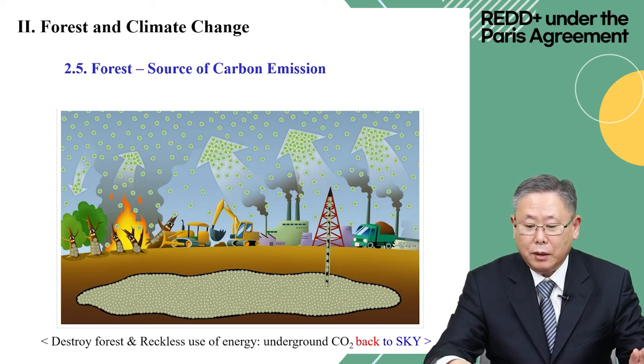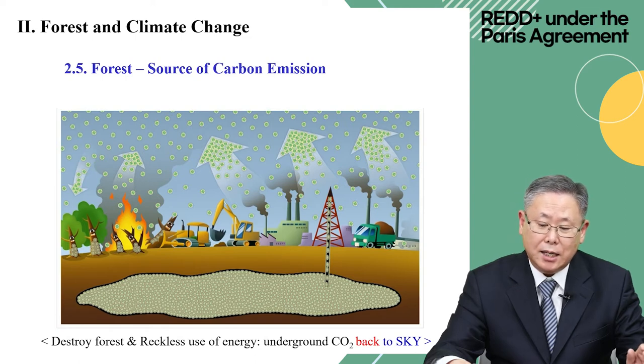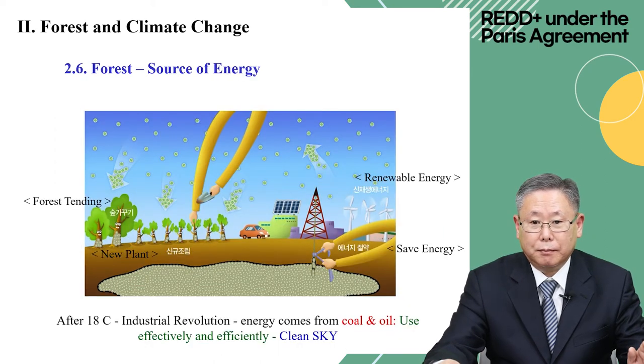So the forests are destroyed and deteriorated. At the same time, carbon dioxide is released into the sky. So the forest becomes a source of carbon dioxide. See, because we use these fossil fuels as energy, it was the main cause of global warming.